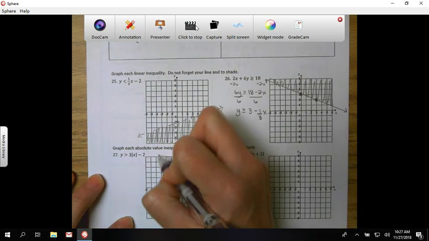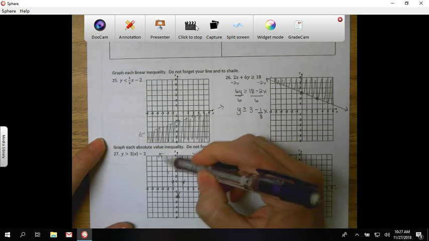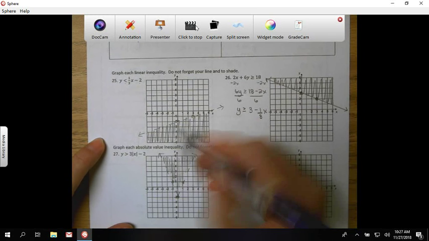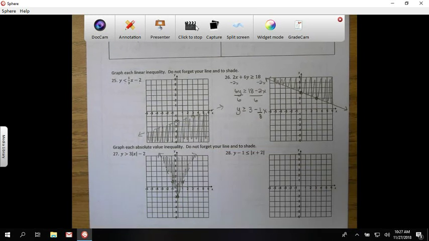Then it's saying y is greater than. So I either need to shade inside the V or outside the V. If it's saying greater than, I'm going to shade inside the V. That does change if you reflect your absolute value graph as far as which way you shade.